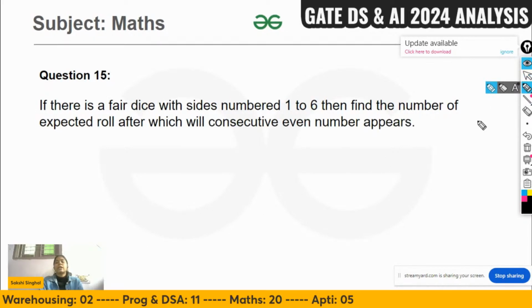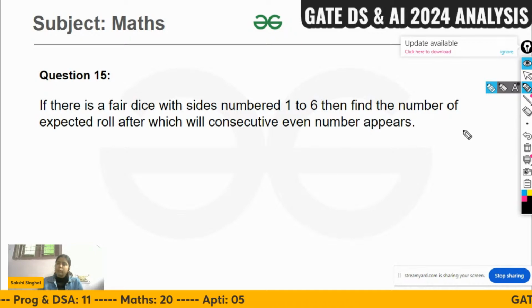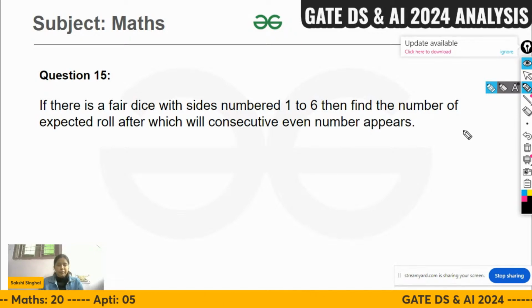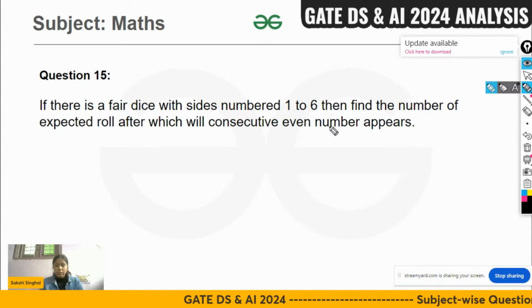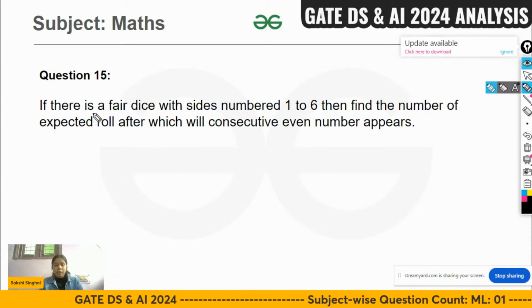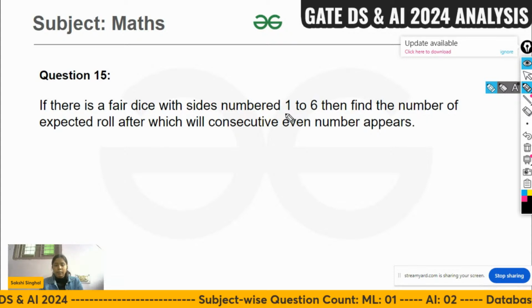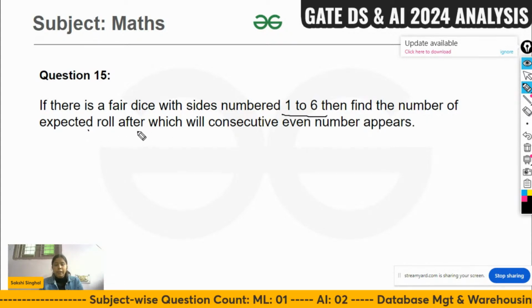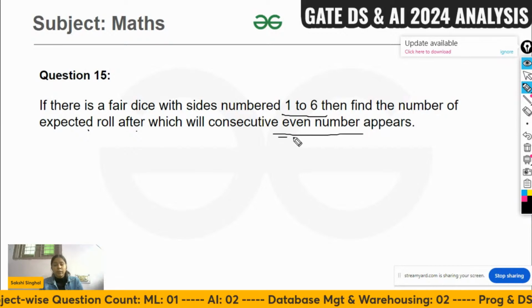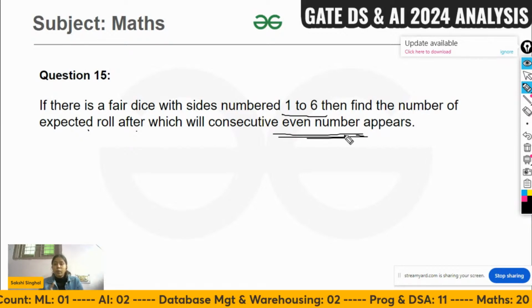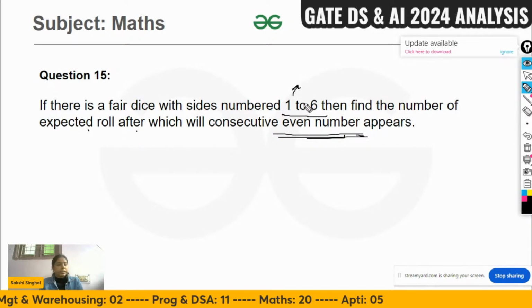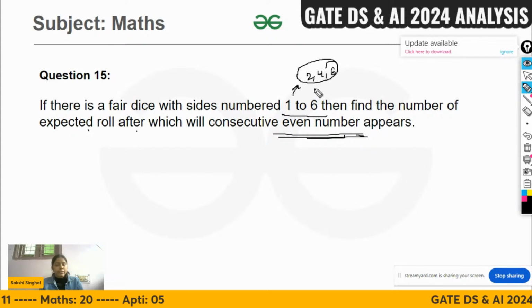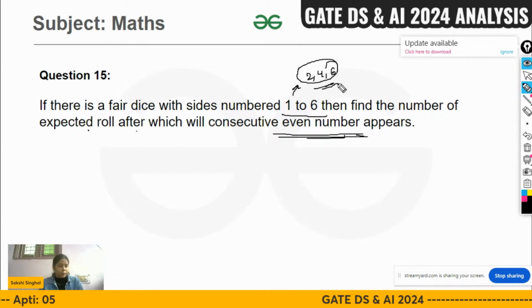Guys, this type of question I already solved on YouTube as well as in our courses, right? Can anybody tell me what distribution this question follows? This question follows geometric distribution because it says, if there is a fair dice numbered 1 to 6, find the expected number of rolls after which consecutive even numbers appear. So we want consecutive even numbers. First of all, what are the cases? We have 2, 4, and 6. These are the three cases in which I can get an even number.